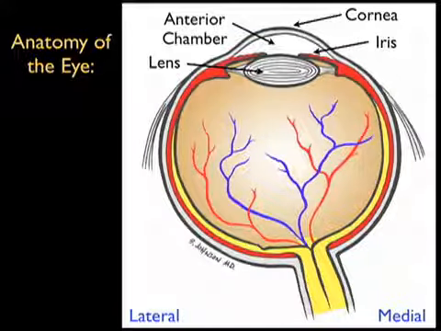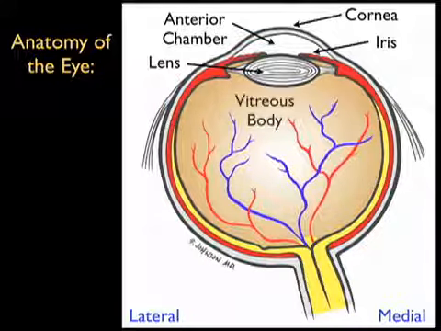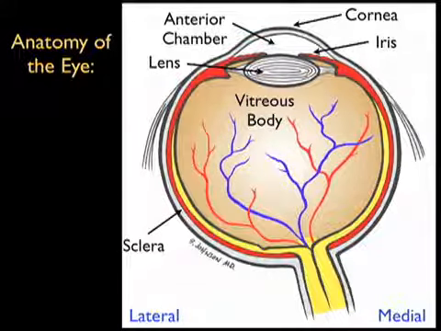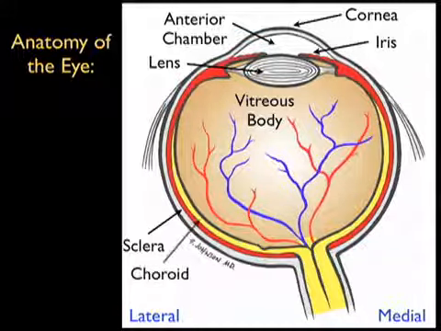Now that region anterior to the iris is known as the anterior chamber. And we can also image pathology within the anterior chamber, namely hyphemas. Now behind the lens is going to live the vitreous body filled with vitreous gel, which allows the eyeball to keep that rounded configuration. We see blood vessels arching up into the vitreous body.